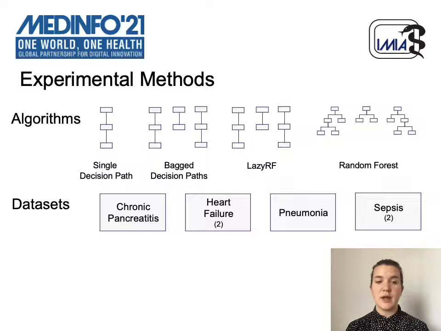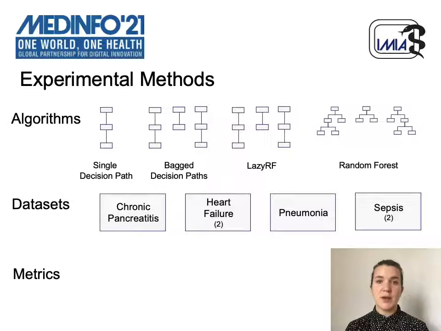So one was a chronic pancreatitis data set that incorporated genomic information for patients with and without chronic pancreatitis. We had 2 heart failure data sets predicting outcomes for patients with heart failure. We had a pneumonia data set predicting 90-day mortality for patients with community-acquired pneumonia. And we had 2 sepsis data sets for predicting clinical outcomes for patients with sepsis.